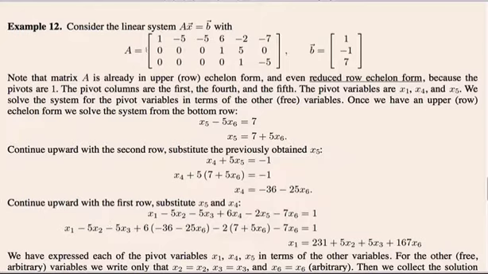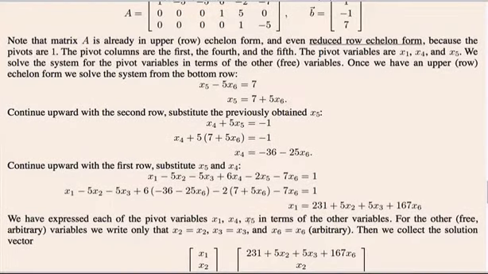Then we continue upward again to the first row, and now we have x1 minus 5x2 minus 5x3 plus 6x4 minus 2x5 minus 7x6 equals 1. And then we substitute here x5 and also x4. And then in addition to the pivot variable x1, we also have x2, x3 and x6 that are free variables. So we solve x1, the pivot variable, in terms of the free variables.